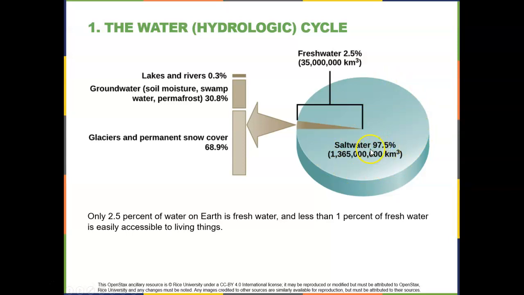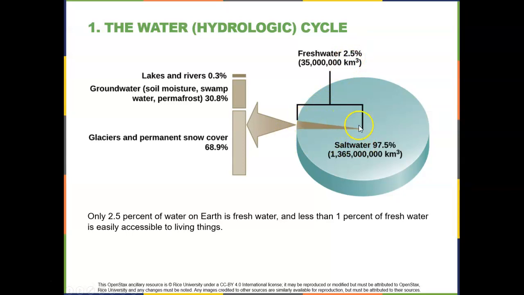97.5% out of 100% of all the water on Earth is found as seawater or salt water. So that's the predominant form. Only 2.5% is fresh water.